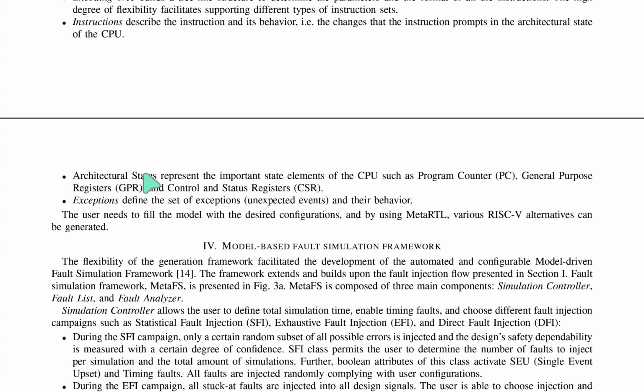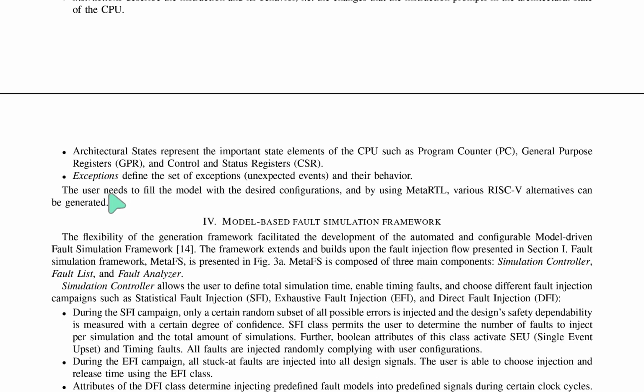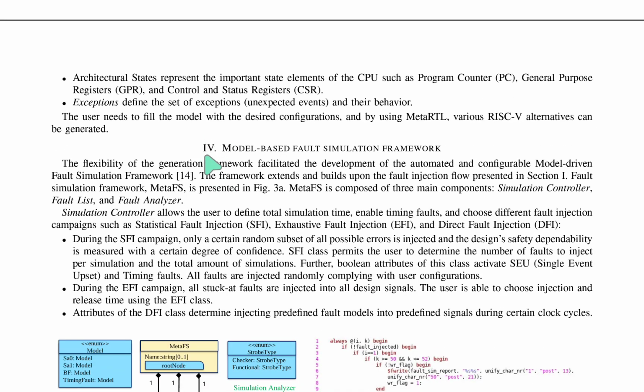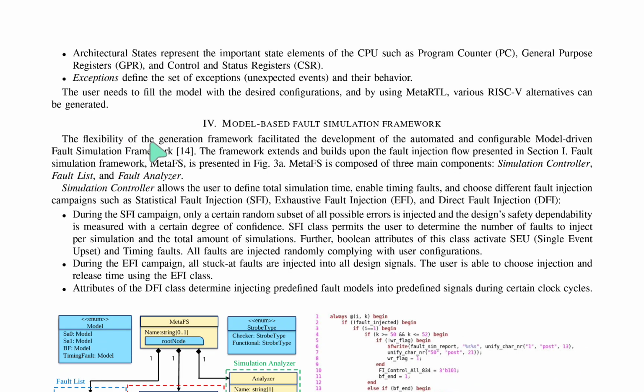The architectural state represents the important state elements of the CPU, such as the program counter, PC, general purpose registers, GPR, and control and status registers, CSR. The exceptions are the set of exceptions, unexpected events, and their behavior. The user needs to fill the model with the desired configuration, and using MetaRTL, various RISC-V alternatives can be generated. Chapter 4 is the model-based fault simulation framework. The flexibility of the generation framework facilitates the development of an automated and configurable model-driven fault simulation framework.